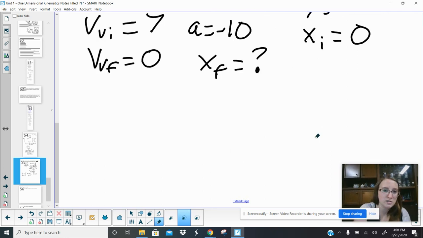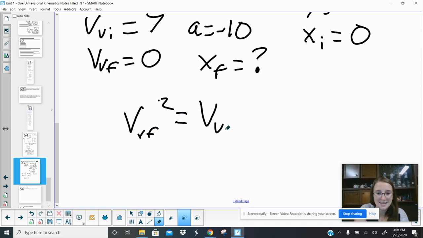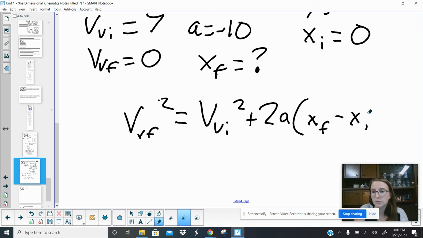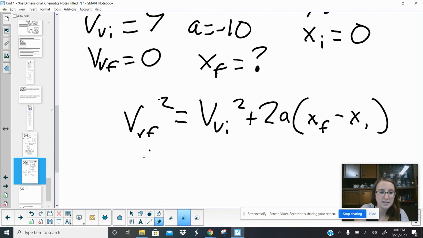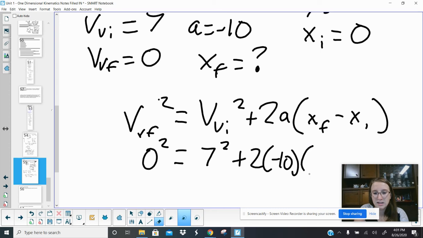Okay, let's come back and check this. So let's make sure you plug this in correctly. I know I have sort of new variables, but it's going to work the exact same way. My vertical final velocity squared equals my vertical initial velocity squared plus 2a times final position minus initial position. Okay, so hopefully you did this correctly. Let's plug it in. We got 0 squared equals 7 squared plus 2 times negative 10 times x final minus 0. And we can leave that 0 off.